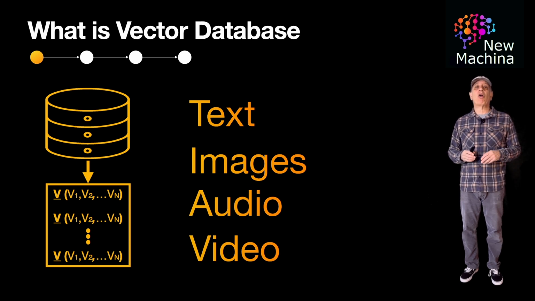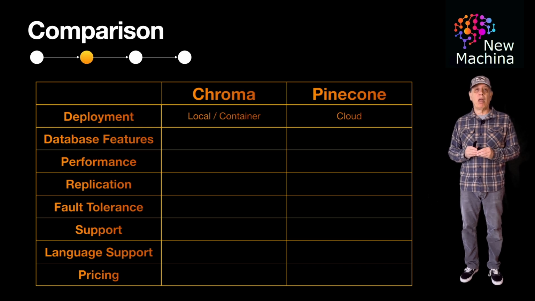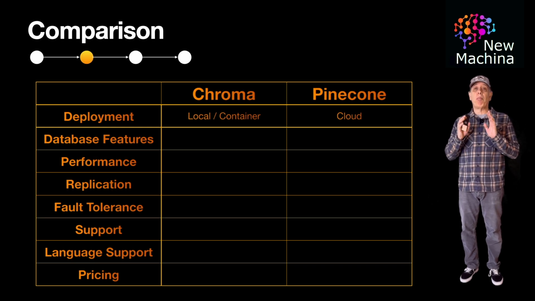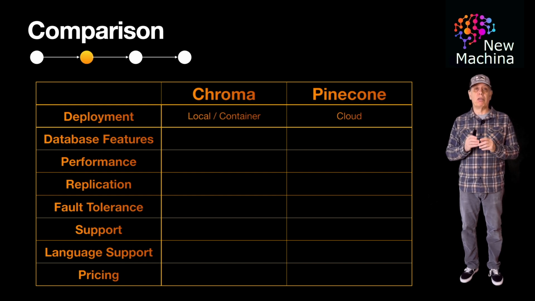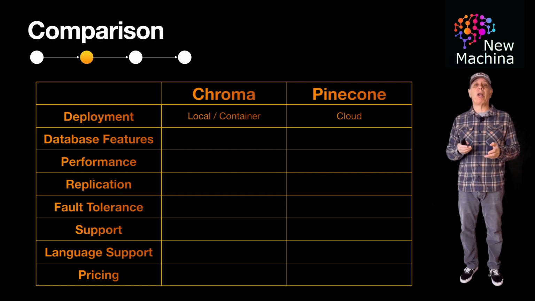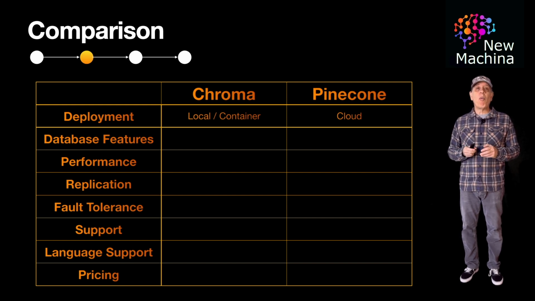So now let's compare Chroma to Pinecone. Both Chroma and Pinecone are popular vector database options that both have their strengths and weaknesses. So let's go over this. First, we start with the deployment options. Chroma can be downloaded and deployed on your local system. You can also deploy it into a container running on a VM in your data center or in the cloud.